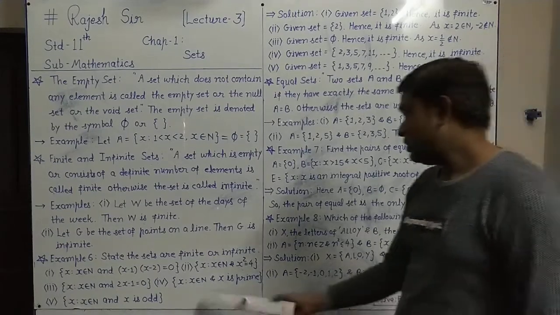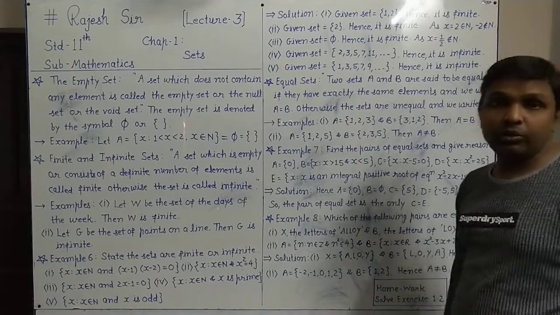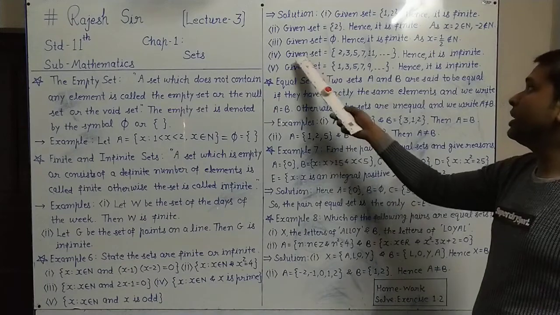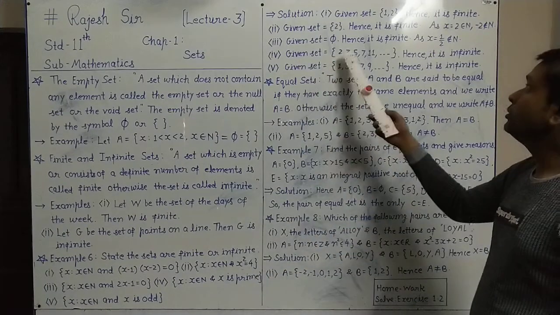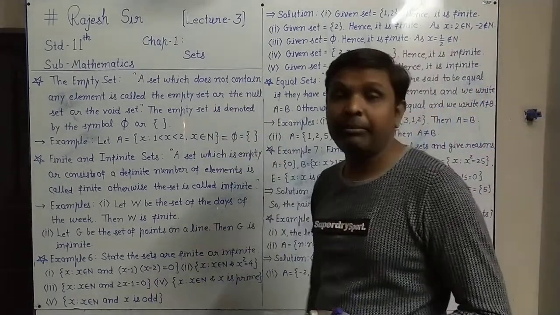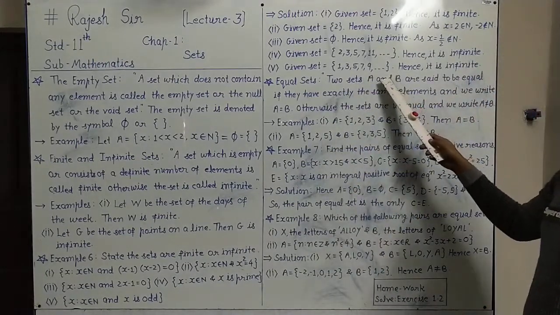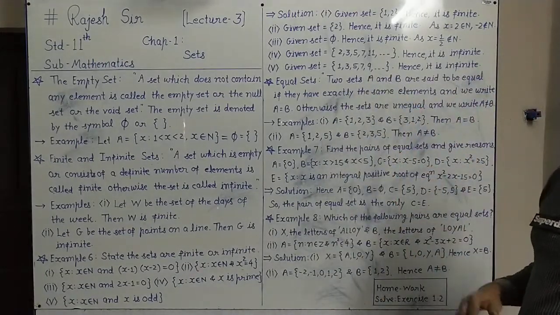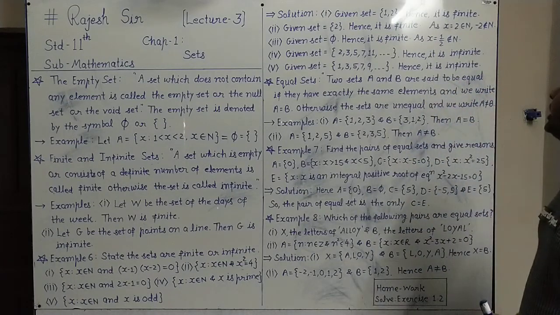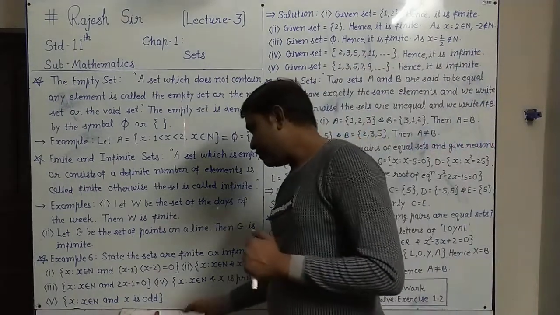Fourth number, x belongs to N, natural numbers, and x is a prime. Prime numbers must be not divisible by any other number. So they start with 2 in natural numbers: 2, 3, 5, 7, 11 and so on. You can write an infinite number of prime numbers belonging to N. So it has no end, the number of elements is not definite. Hence it is an infinite set, right?